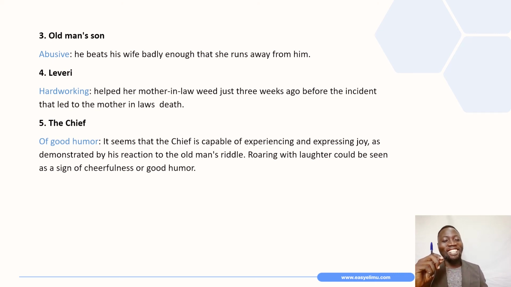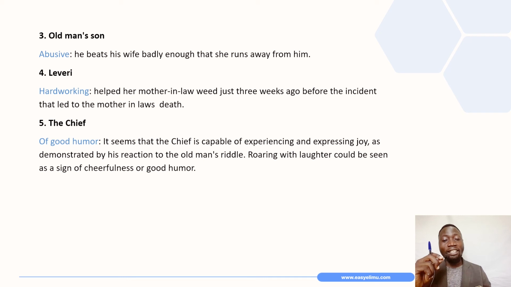So we also have another character, that is Leveri. So Leveri is industrious or hardworking. He helped his mother-in-law just 3 weeks before the incident that led to the mother-in-law's death. Then there is also the chief. So we are told that he is of good humor.